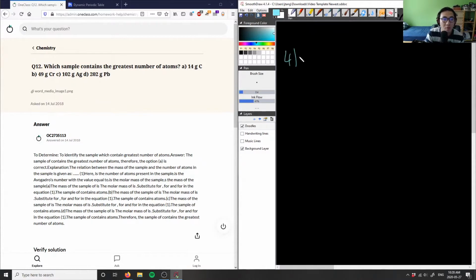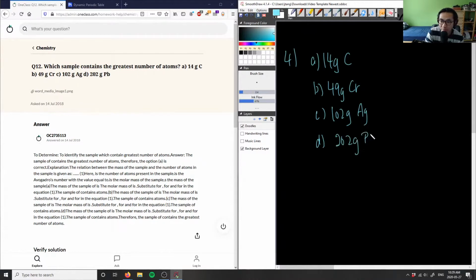Okay, so which sample contains the greatest amount of atoms here? A is 14 grams of carbon. B is 49 grams of Cr. C is 102 grams of silver. And D is 202 grams of lead. And it's asking us which sample contains the greatest amount of atoms. So we have grams here.